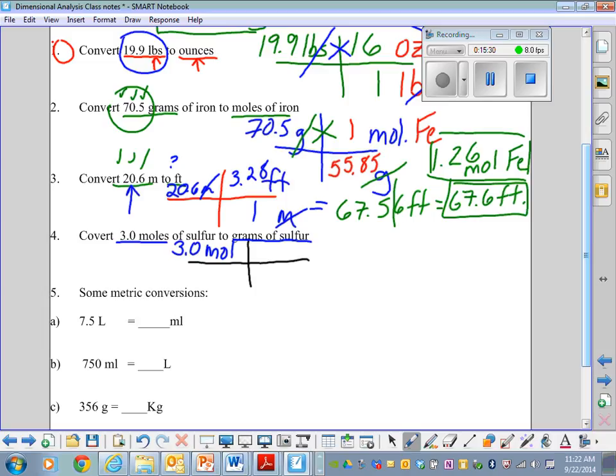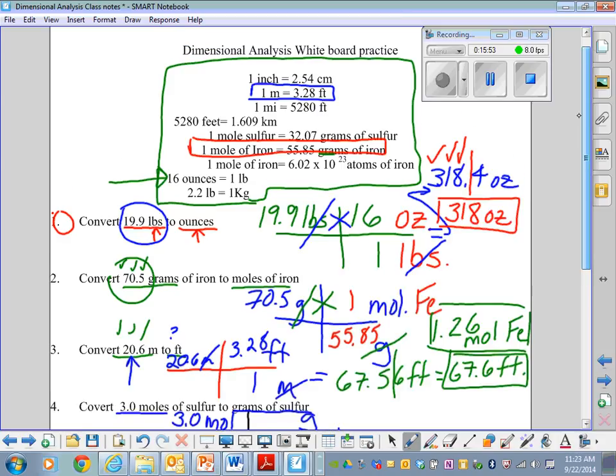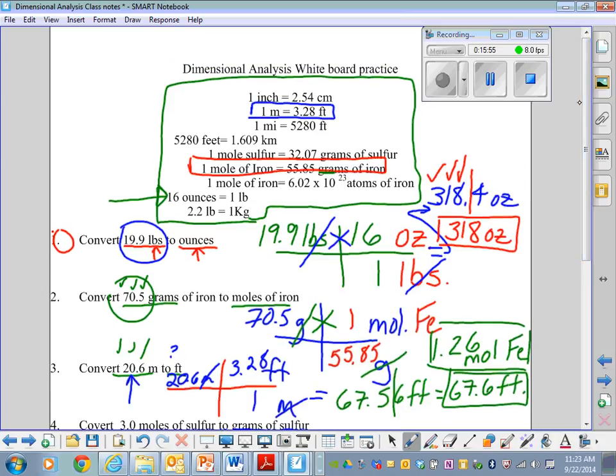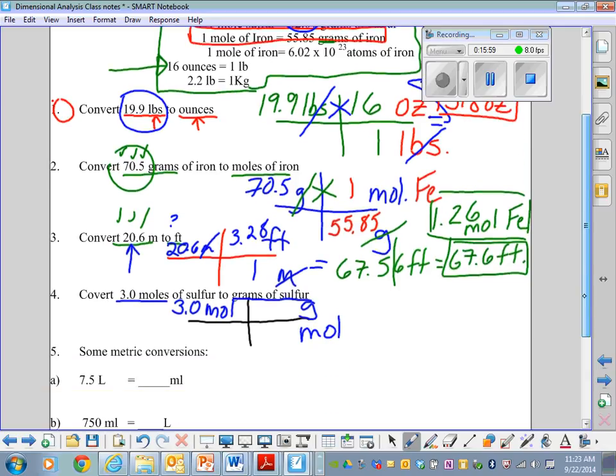All right. And what goes down in my denominator now? Moles. And what unit goes in the numerator? Grams. Justin, are you following along and writing it down? Okay. Do we know off the top what the relationship is? It's 1 to 32.07. He's right. He went up to the top and he found the relationship, which is 1 to 32.07.